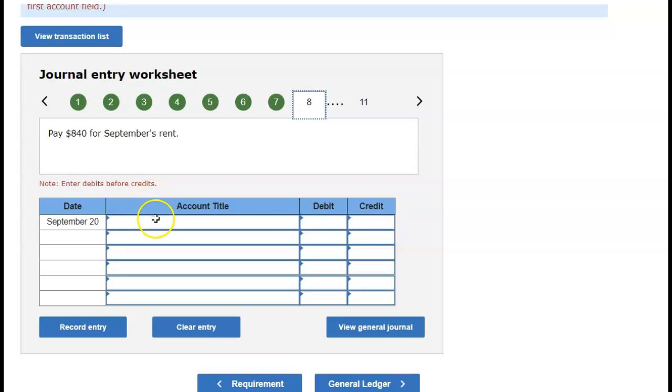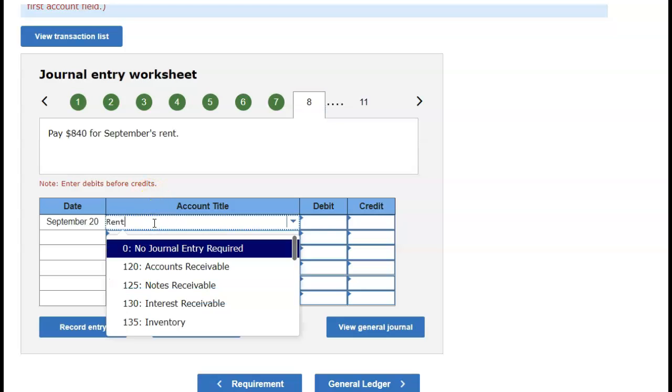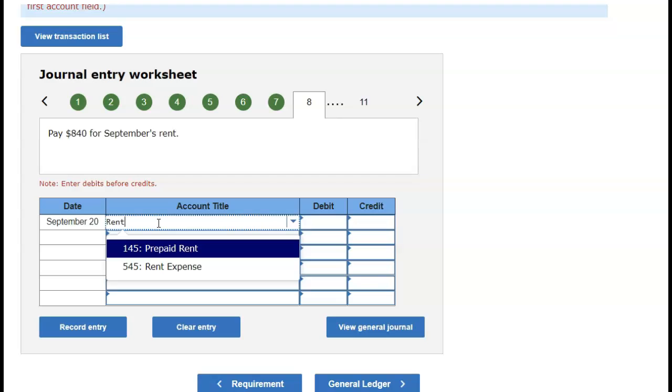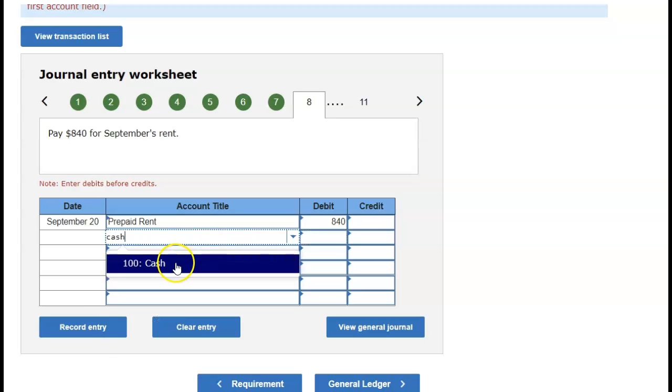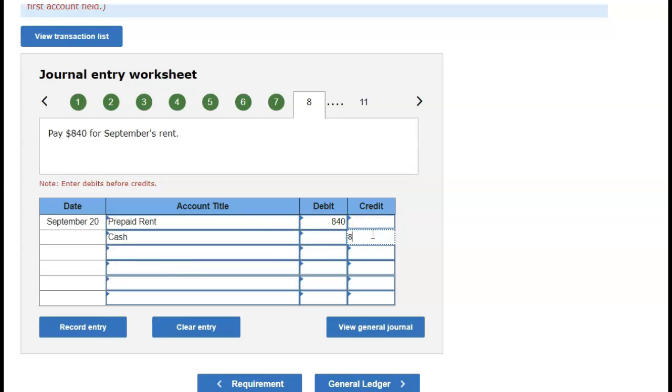Paid $840 for September's rent. Probably that is rent expense or prepaid rent. Again, I'm going to assume we pay for it up front. So it's an asset up front, $840. And we incurred cash. Cash decreases with a credit, $840.